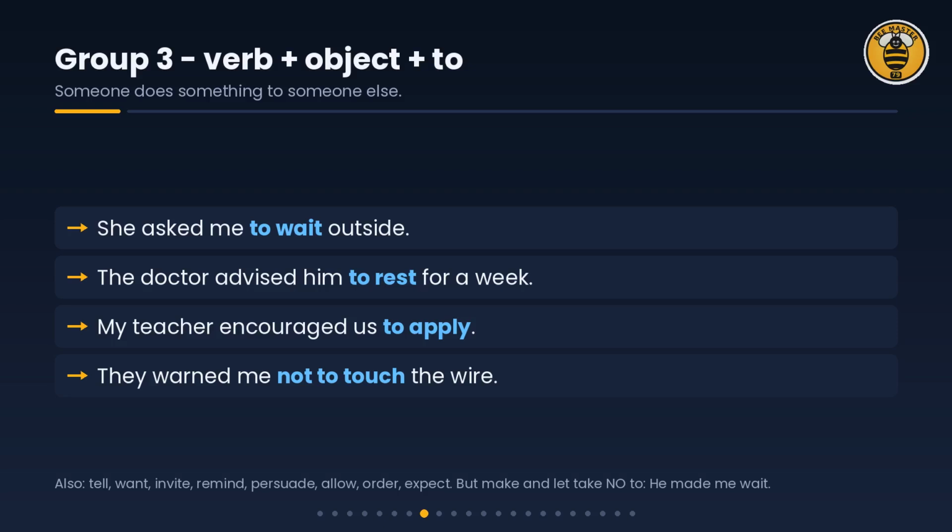Group 3. Verb, then a person, then to. She asked me to wait outside. The doctor advised him to rest for a week. My teacher encouraged us to apply. They warned me not to touch the wire. The same pattern works with tell, want, invite, remind, persuade, allow, order, and expect. 2 verbs break the rule and take no to at all. Make and let. He made me wait. She let me go. No to after make and let.